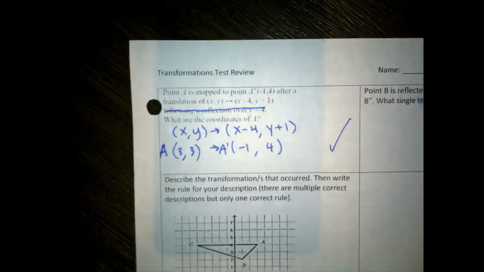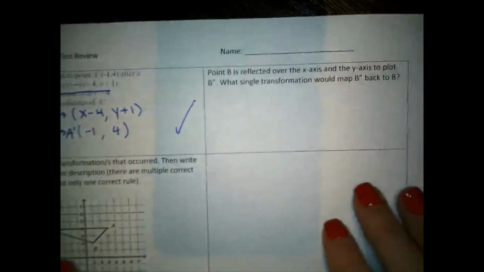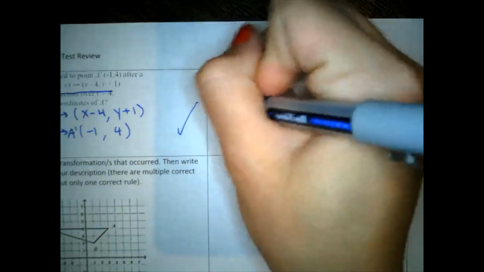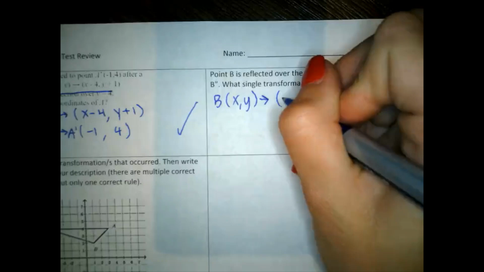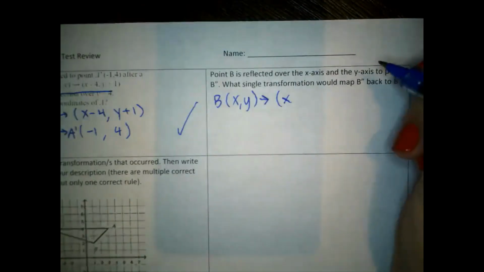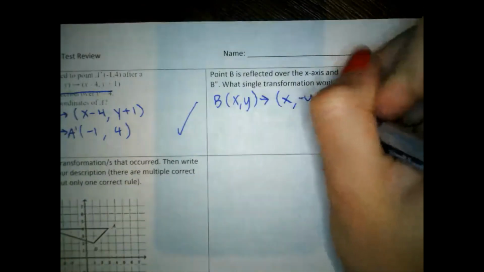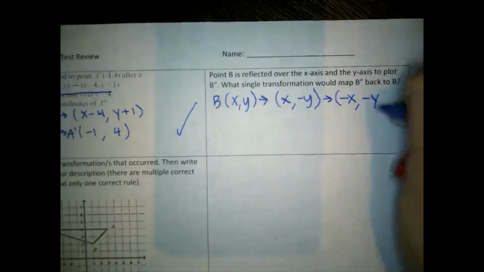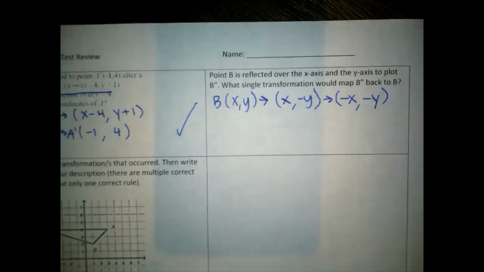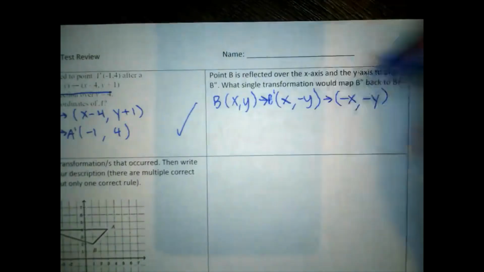All right. Let's take a look at the next one. Point B is reflected over the x-axis. So point B, we take its original coordinates. We reflect it over the x-axis, which is going to negate the y. Then we're reflecting over the y-axis, which would negate the x. Okay, so that's putting us at B double prime. Oops, I guess I could have filled in my labels.